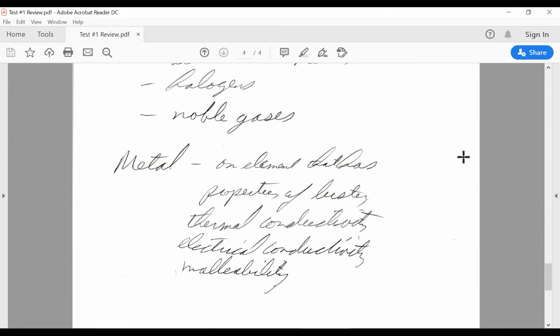A metal has electrical conductivity, meaning it can conduct electricity, like in the wires in your cell phone and also your cords in your house. And finally, it has malleability, which means you can thin it out, which is how you can make things like aluminum foil you use in your kitchen.